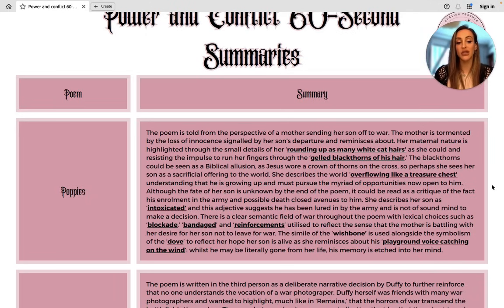is alive, and she reminisces about, that means sort of reflects on and thinks about, his "playground voice catching on the wind", so his innocence in childhood and youth. Whilst he may be literally gone from her life, his memory is etched into her mind.